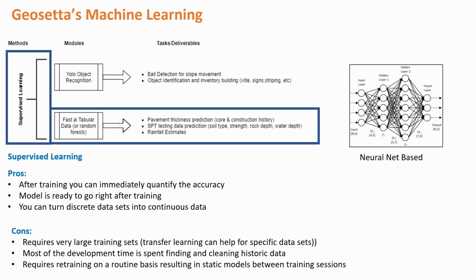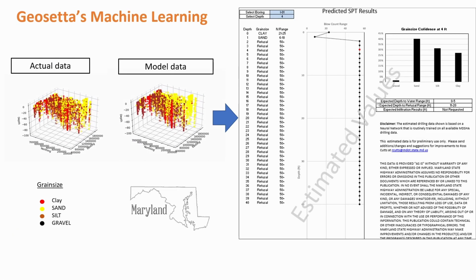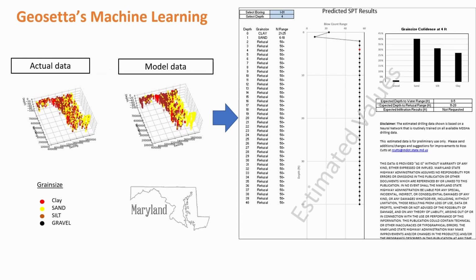There are a couple of modules in this method, but the module that is used by Geosetta is the tabular data neural network model, such as FastAI or random forests. It delivers outputs such as predicted SPT data, soil types, strength, rock depth, and water depth, but it can also be trained to provide pavement thickness predictions. Here's an example showing predictions using machine learning.